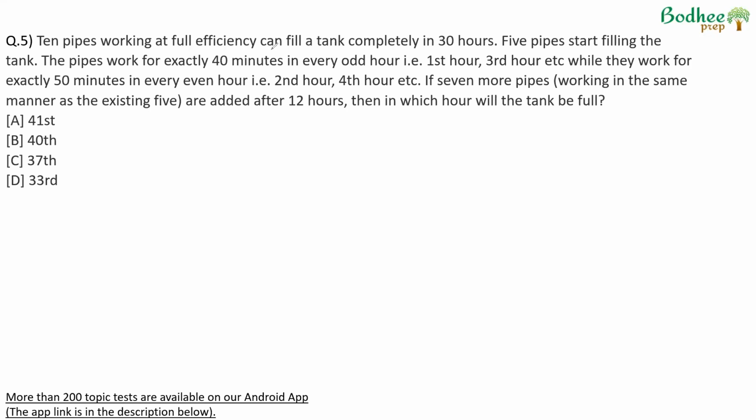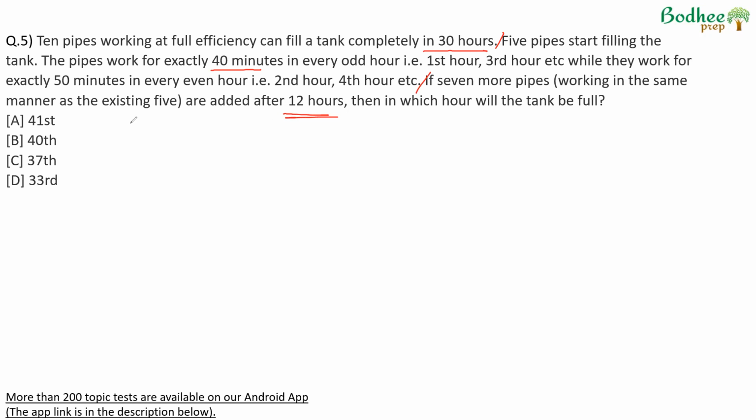10 pipes working at full efficiency can fill a tank in 30 hours. 5 pipes start filling the tank. The pipes work for exactly 40 minutes in every odd hour, that is first, third, etc. And they work for exactly 50 minutes in every even hour, that is second, fourth, etc. If 7 more pipes working in the same manner as the existing 5 are added after 12 hours, then in which hour will the tank be full?